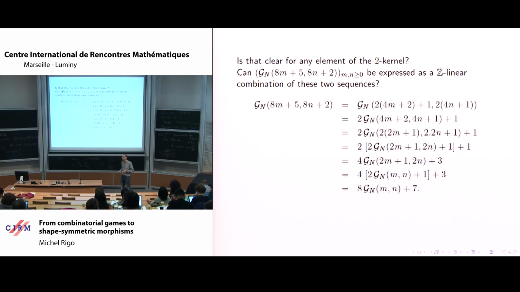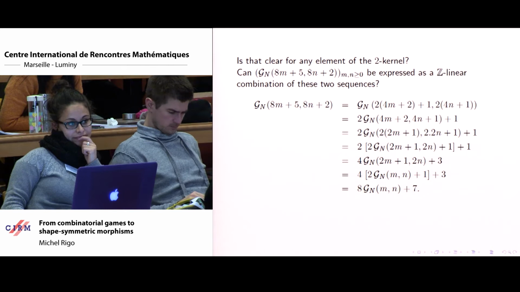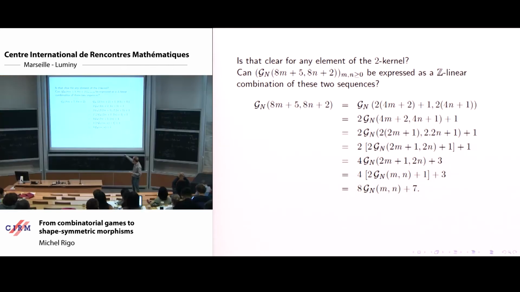And so at the end, you see that exactly this sequence, or any element of the sequence, is a combination of g of mn and 7 times 1, which is the constant sequence. So are you convinced that any element of the 2-kernel of the original sequence can be obtained this way?